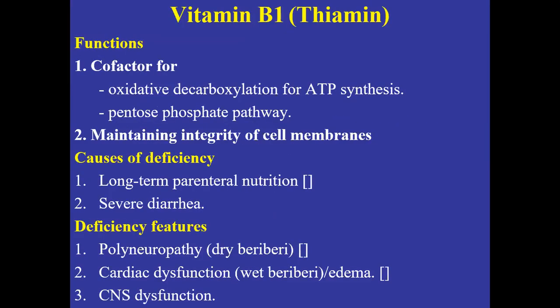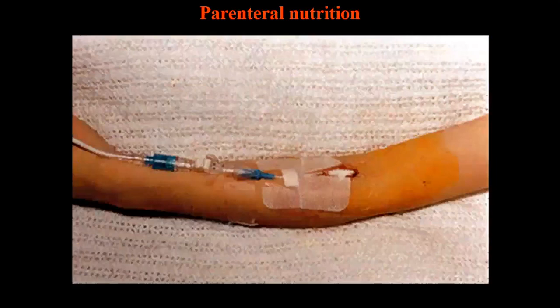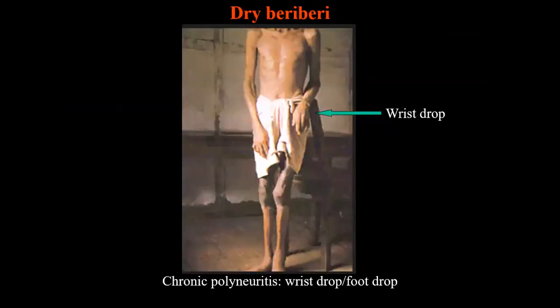Water-soluble vitamins including thiamine اللي هو cofactor for oxidative decarboxylation for ATP synthesis and pentose phosphate pathway, maintaining integrity of cell membrane. Causes of deficiency: it is due to long-term parenteral nutrition and severe diarrhea. الفيتشر يسوي لنا polyneuropathy, dry periphery, cardiac dysfunction, wet periphery and edema, and CNS dysfunction. هذه تاخذوها بالأطفال إن شاء الله بالتفاصيل. This is the parenteral nutrition.